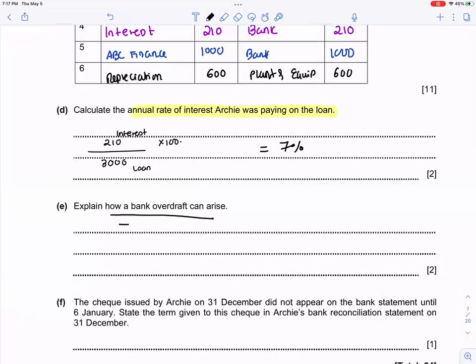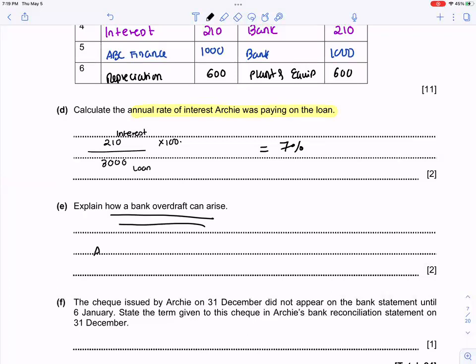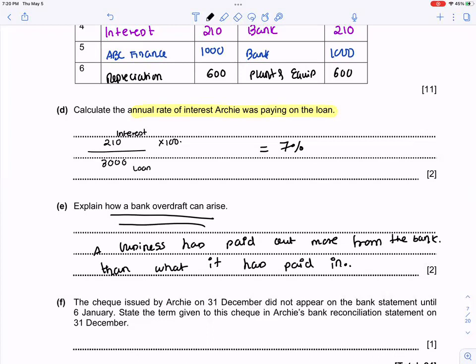How can a bank overdraft arise? When you have insufficient money in your bank account, or you could say when you have used more than what you have in your bank account. So you can say a business has paid out more from the bank than what it has paid in.